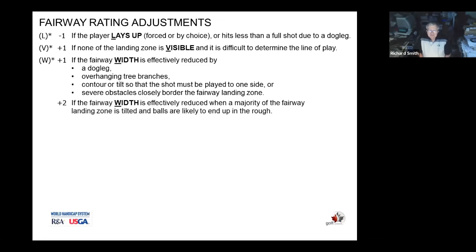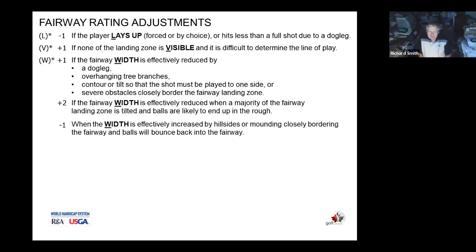We could have a W+2 adjustment if the fairway width is effectively reduced when a majority of the landing zone is tilted, sloped right to left or left to right, and the balls are quite likely to end up in the rough. Okay, that's a more serious increase in the value. We could do a W-1 if the effective width of a fairway is increased because you've got hillsides or mounding closely bordering the fairway, and some of the errant shots would bounce back into the fairway.